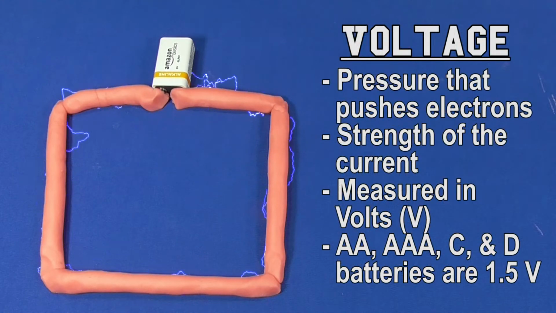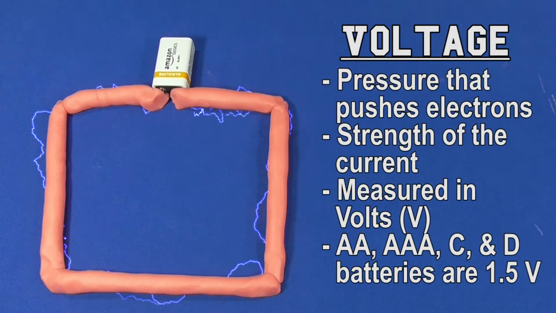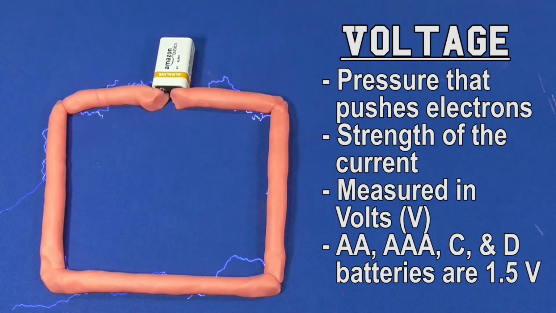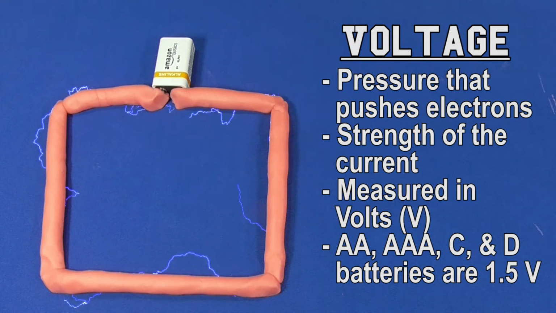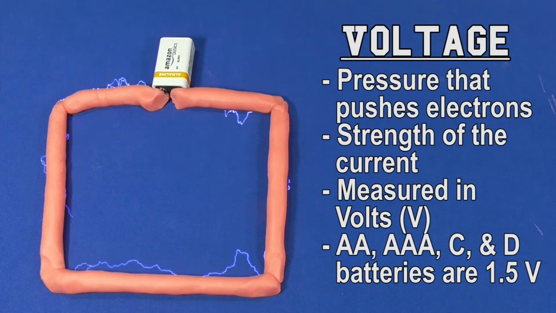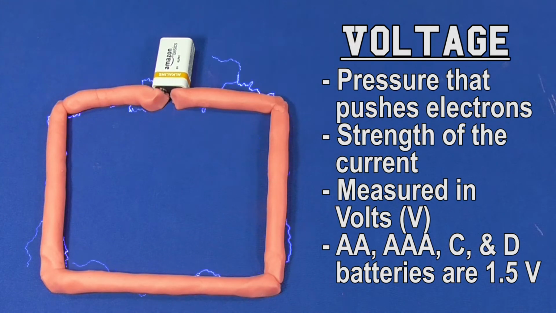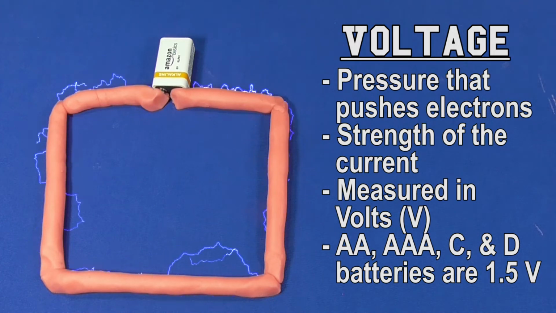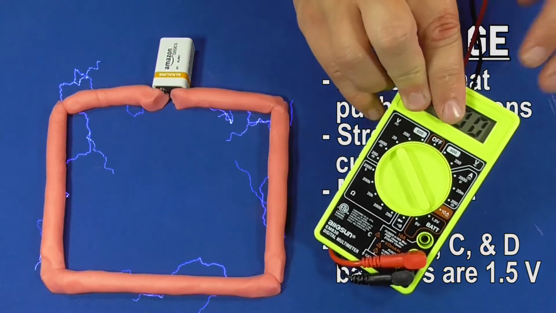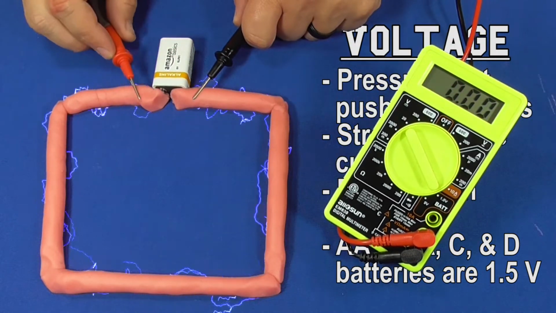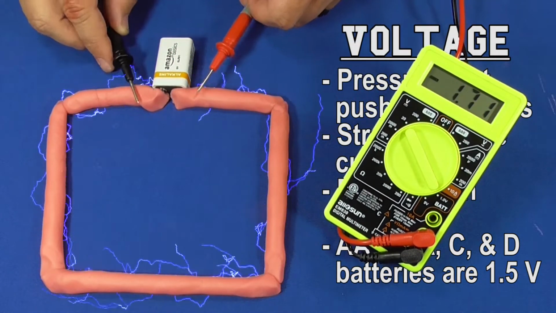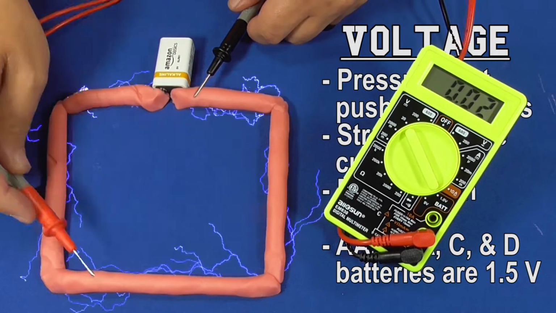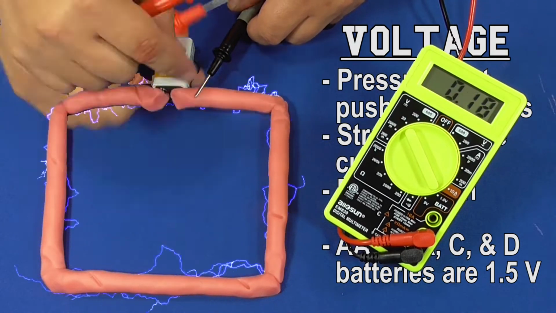Our first measurement is called voltage. The pressure that pushes electrons in a circuit is called voltage. Voltage is a measurement of the pressure applied to electrons to make them move. It's a measure of the strength of the current in a circuit, and it's measured in volts. This tool is called a multimeter. It's able to measure the voltage of our circuit. As the two leads get closer and closer together, the voltage drops.